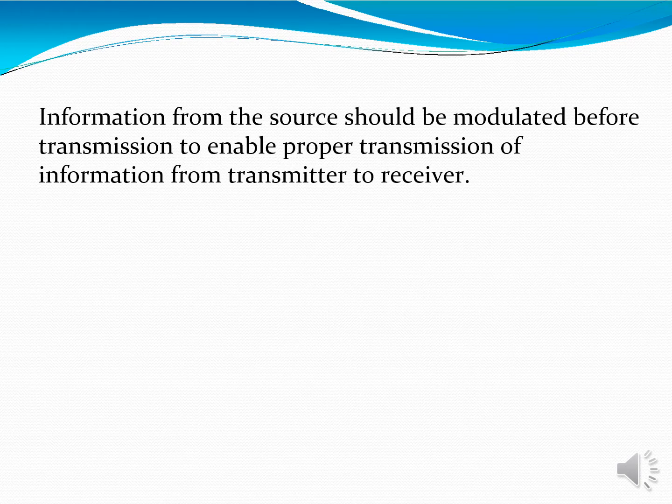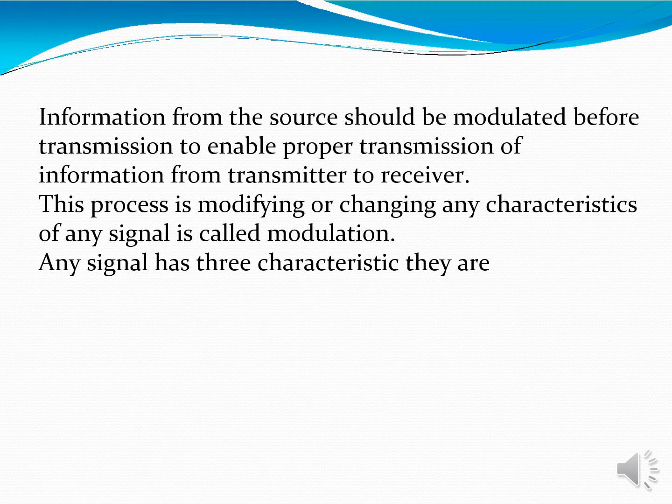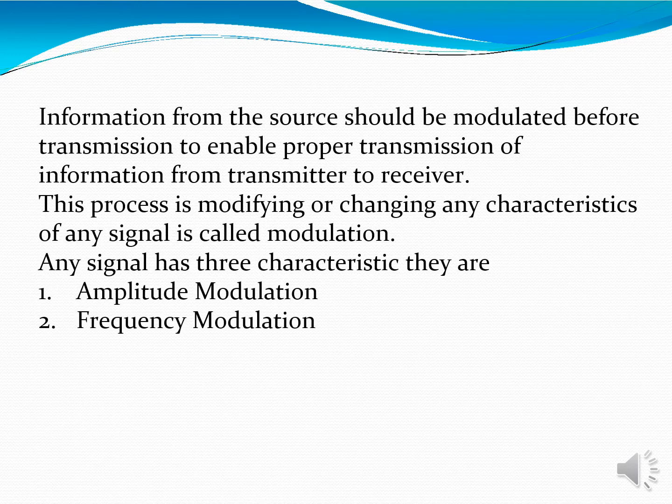So we have the block diagram. In it, the information from the source should be modulated before the transmission. This enables the proper transmission of information from the transmitter to the receiver. This process of modifying or changing any characteristic of a signal is called modulation. A particular signal has three characteristics: amplitude, frequency, and phase, giving amplitude modulation, frequency modulation, and phase modulation.